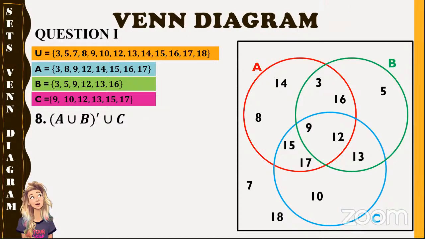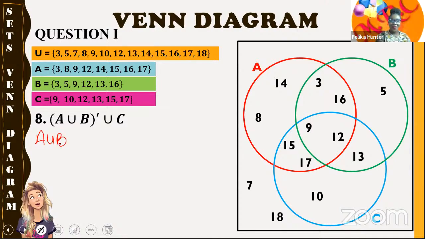A union B complement. So I'm gonna do A union B first. Do I do the entire A union B complement, or do I do A union B first and then do the A union B complement? A union B. Do A union B. All right, so what do I get for A union B? Thank you, Kim.